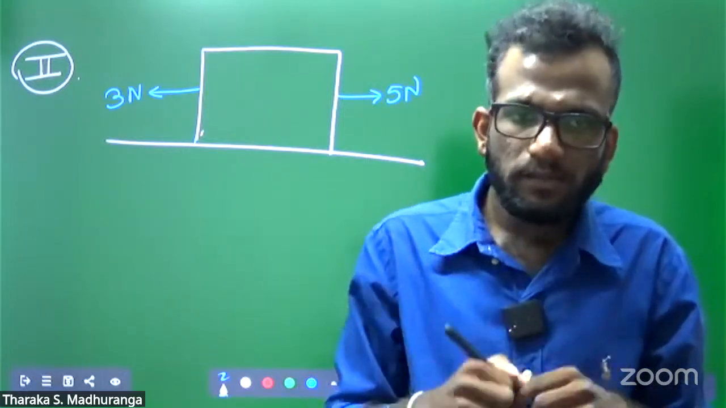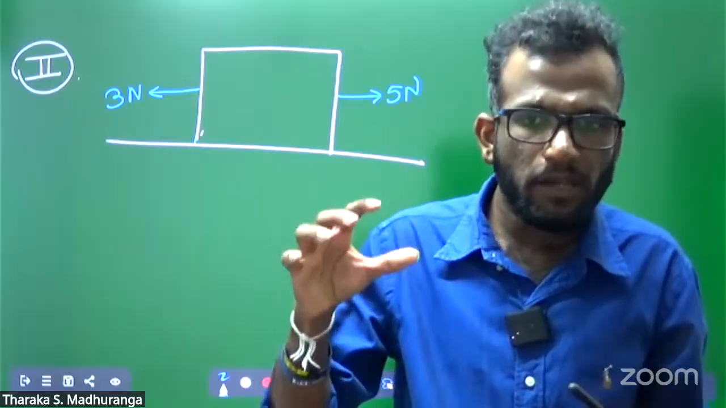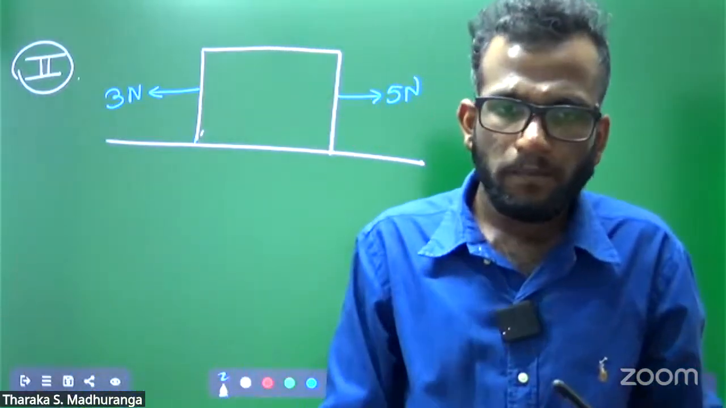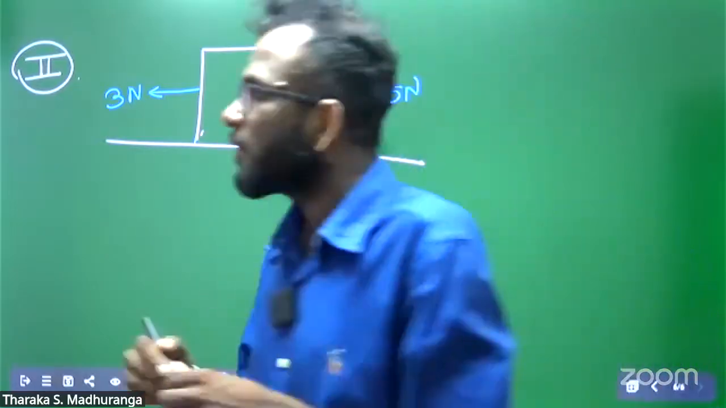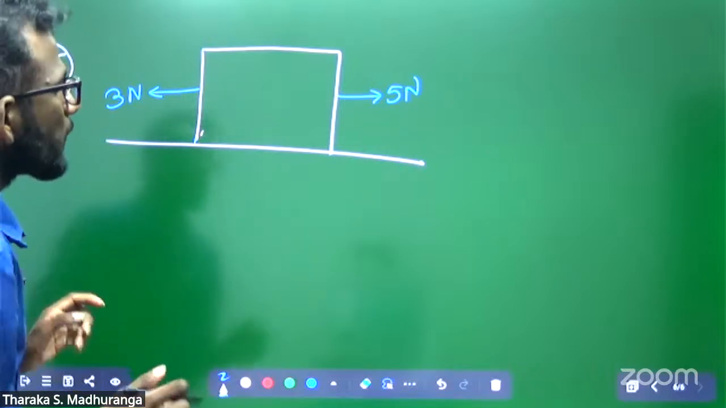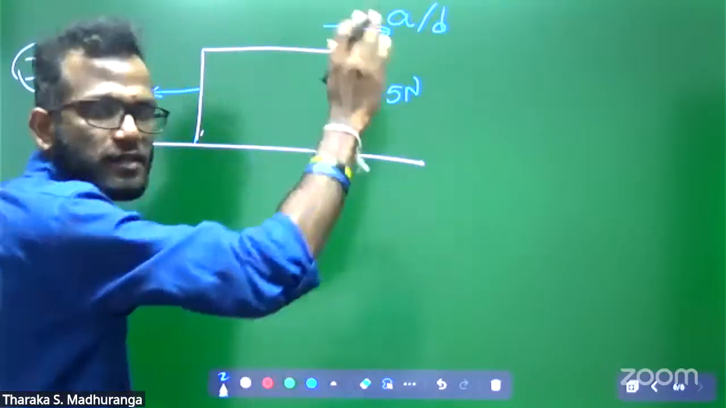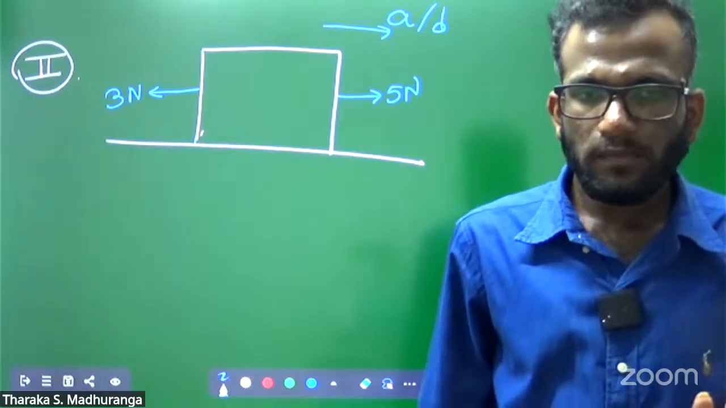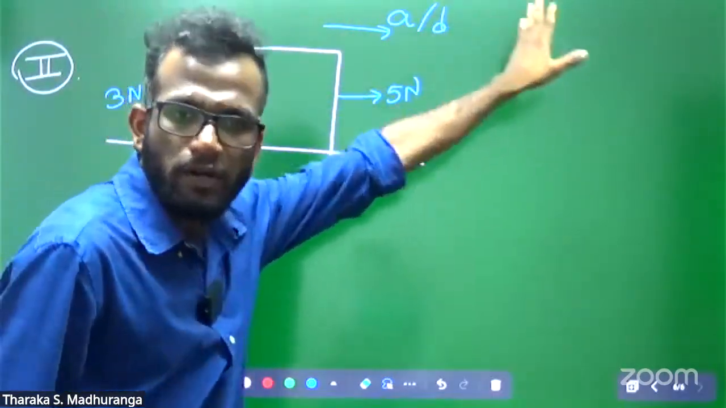Is it possible to be at rest, stationary? No. Is it possible to move with uniform velocity? No, can't. Remember, if any object is unbalanced, it is accelerating or decelerating. If an object is not balanced, it is accelerating or decelerating.